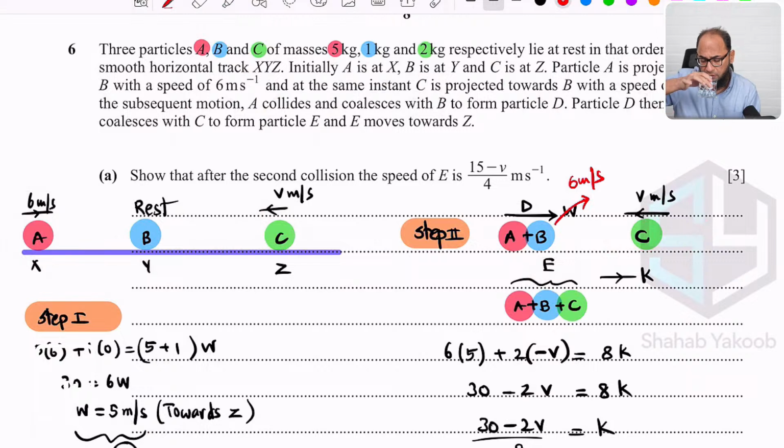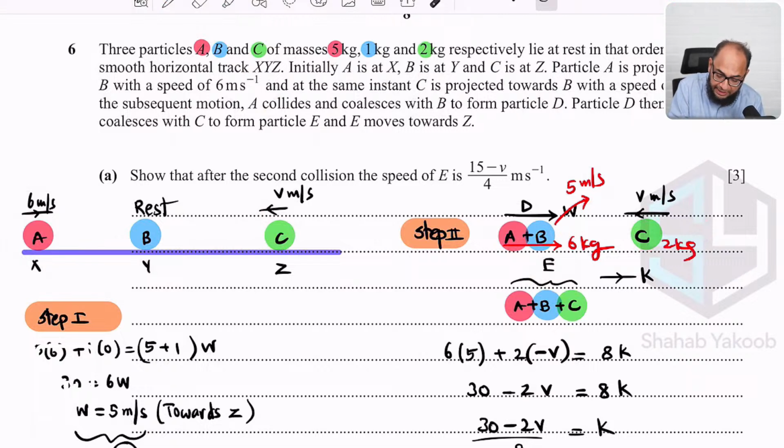Let me get some water. So now this is 6 meters per second, and this C is approaching this thing. So now the next step, 6 into 5, this 6 into 5. So my bad, this is 5 meter per second. I'm just mixing up the two. Hold for a second.